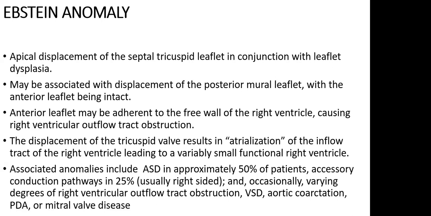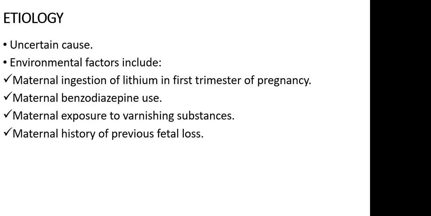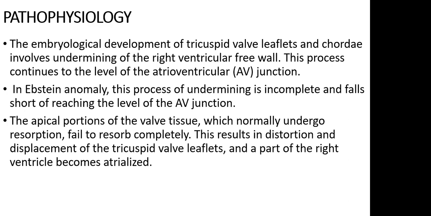Ebstein's anomaly has got to do with the apical displacement of the septal tricuspid leaflet in conjunction with the leaflet dysplasia. So basically what happens is that the anterior leaflet of the tricuspid valve is actually not affected. But what is affected is the posterior leaflet, and the septal leaflet. There's supposed to be what we call unfolding or resorption.